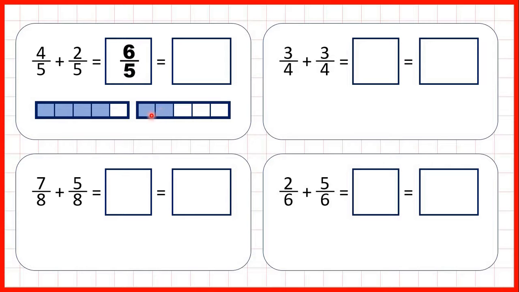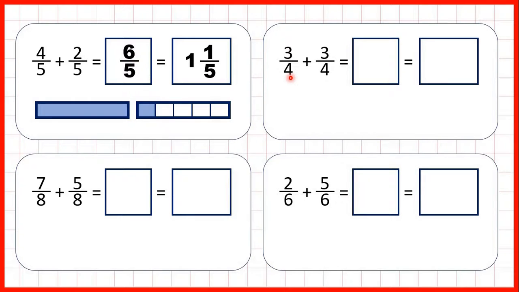Now what we can do is push these parts together, and that gives us 1 whole fraction bar shaded, and then 1 fifth of another one. So as a mixed number, 6 fifths is 1 and 1 fifth. That's because 6 divided by 5 is 1 remainder 1, or because 1 times 5 is 5, plus 1 is 6, and that's our numerator.